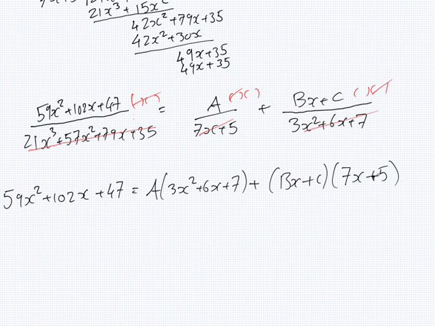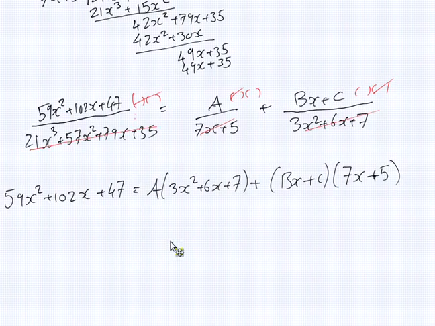Now, when I look at this, I can see it's not so easy, I think, to find the A, B, and C by picking the x. I can make x equals minus 5 over 7, and that will cancel that. So I think what I'll do for this one is the other method, by expanding this and then comparing the left and the right.